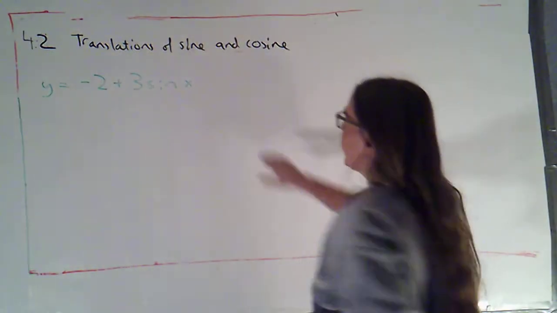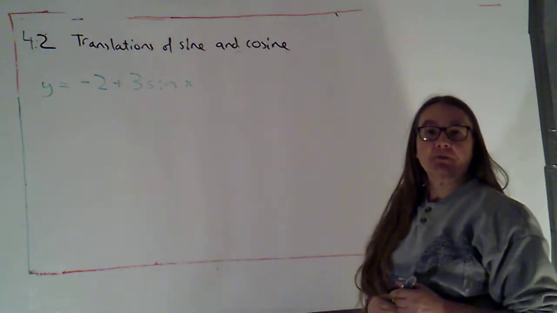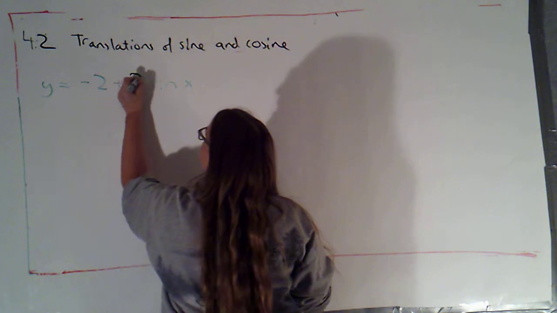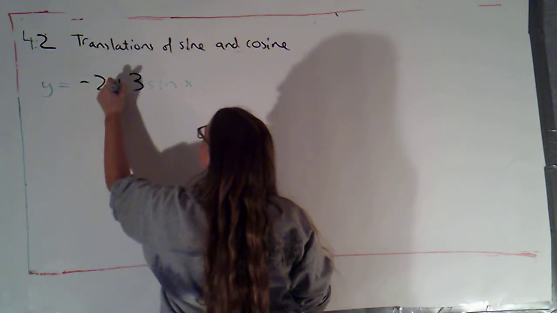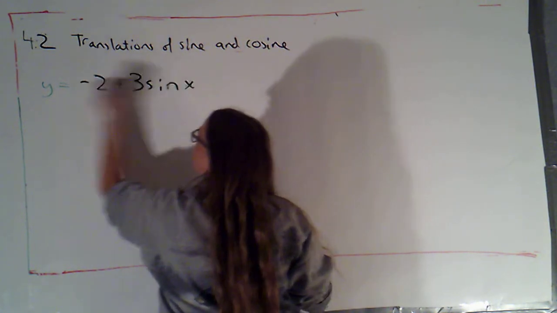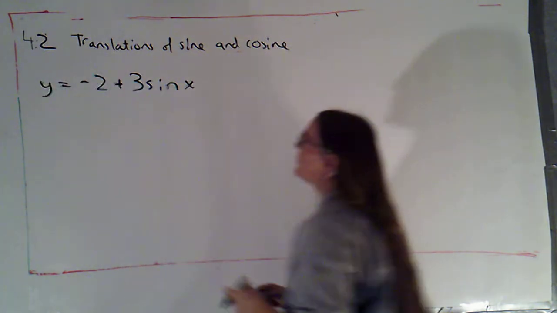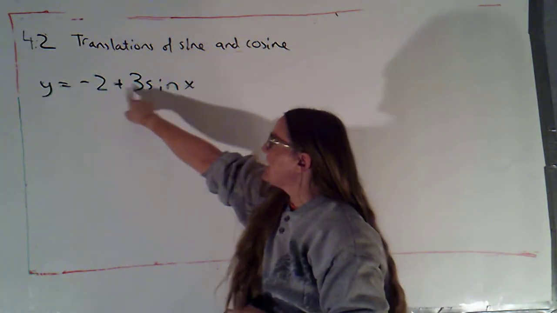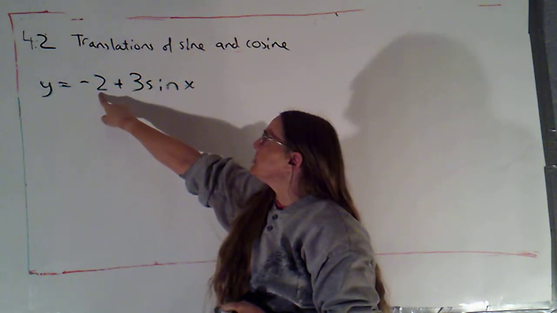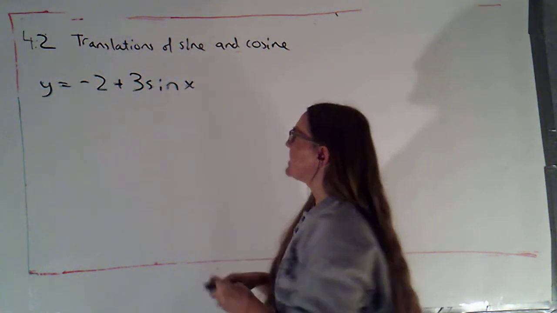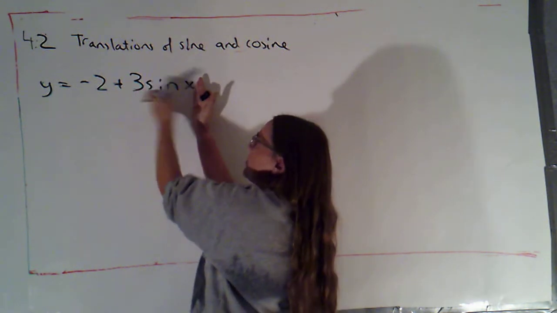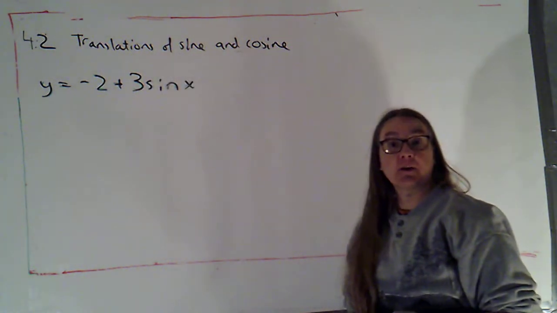Okay, in this video I want to take a look at performing multiple transformations to a single trig function. So here I've got y equals negative 2 plus 3 sine x. Let's make that a little darker. There we go. Okay. So I can see I'm doing two different things. I'm multiplying by 3 and I'm also adding a negative 2. Now both of those I'm doing after I evaluate the sine function. So both of those are going to affect things vertically.